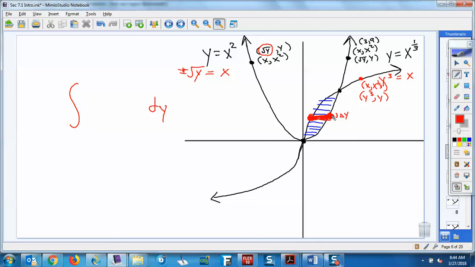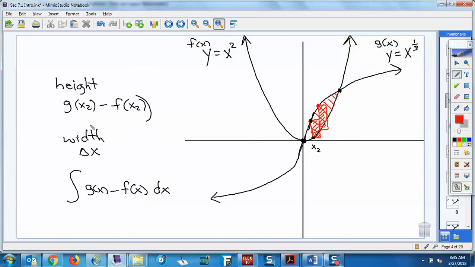So this x coordinate is square root of y minus this x coordinate. What's this x coordinate? y cubed. Because on this graph, the x coordinate is y cubed. So this x coordinate is y cubed. So it'll be square root of y minus y cubed from what to what? These strips, we will add up from 0 to 1. Now it turns out to be the same as if we're doing x's, just because this point is 1, 1. Okay, now let's check it on our calculators.